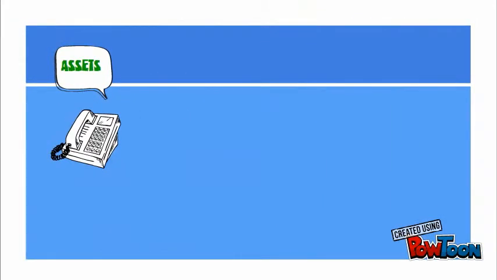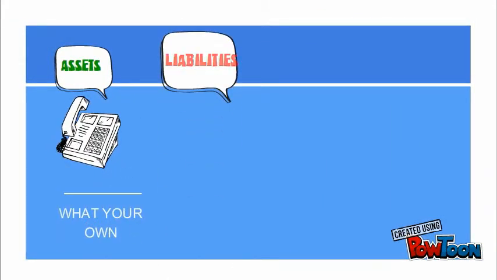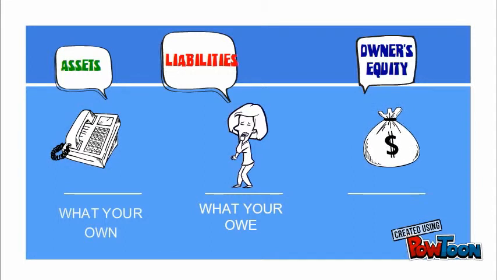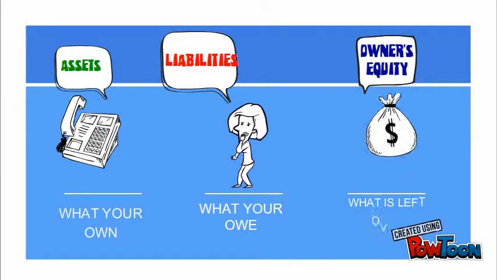Firstly, assets is what you own. Secondly, liabilities. Liabilities is what you owe, and lastly, owner's equity. Owner's equity is what is left over.